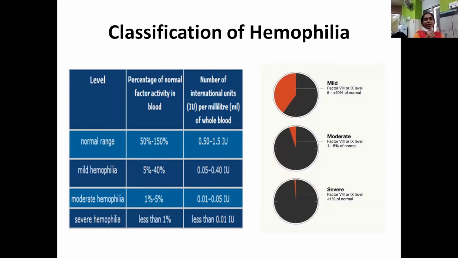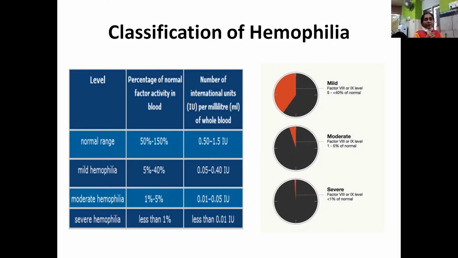Now coming to the classification of severity of the disease. Since these clotting factor proteins are present in our plasma in very minute quantities, in terms of nanograms, for ease of quantification, these factor levels are usually expressed in percentage and international units per deciliter. So that is the arbitrary value. It is expressed in percentage and international units per deciliter.